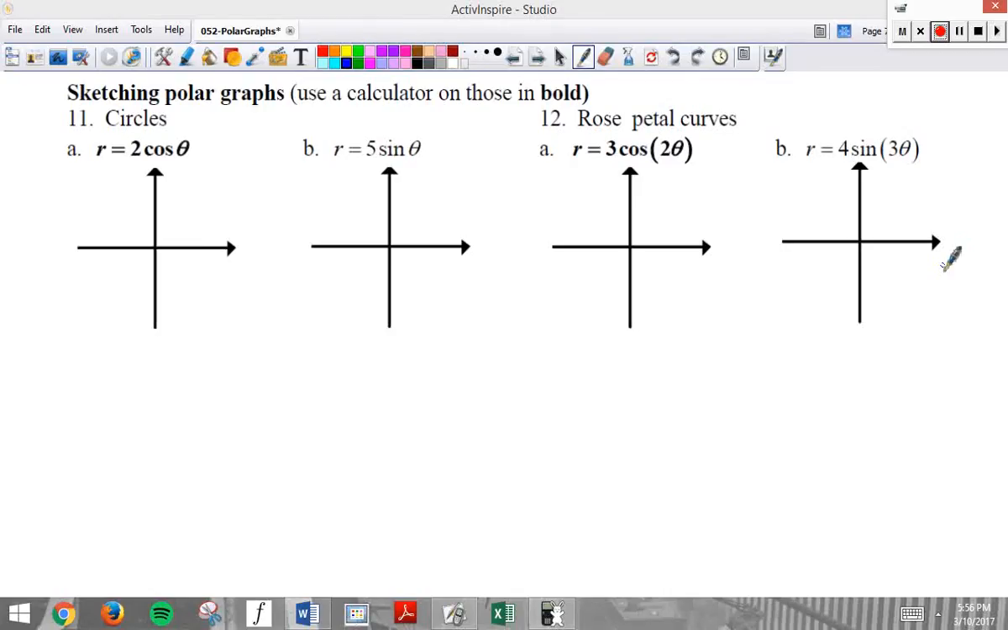Sketching polar graphs. Use a calculator on those in bold. What I'm going to do is first graph in the calculator so we can talk about what it looks like, and then try one by hand. I'm going to do this with the three main types of graphs, and then maybe we'll leave them by themselves.